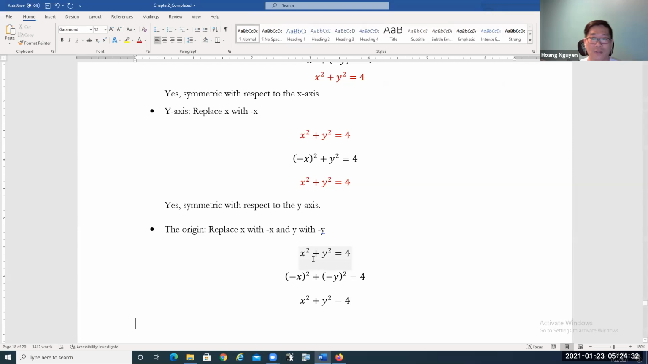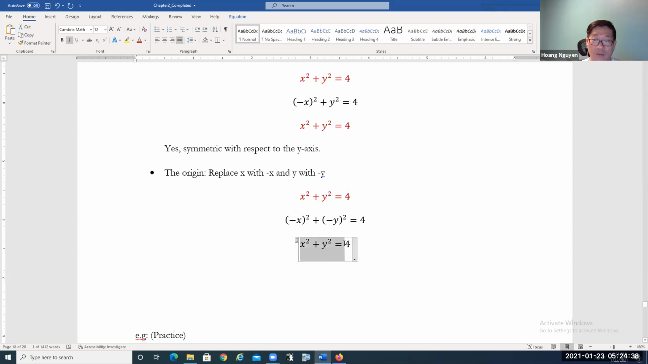Let's compare the original equation and the equation that we have after we simplified it. They are equivalent, right? So what's your conclusion? Yes, it's going to be symmetric with respect to the origin.